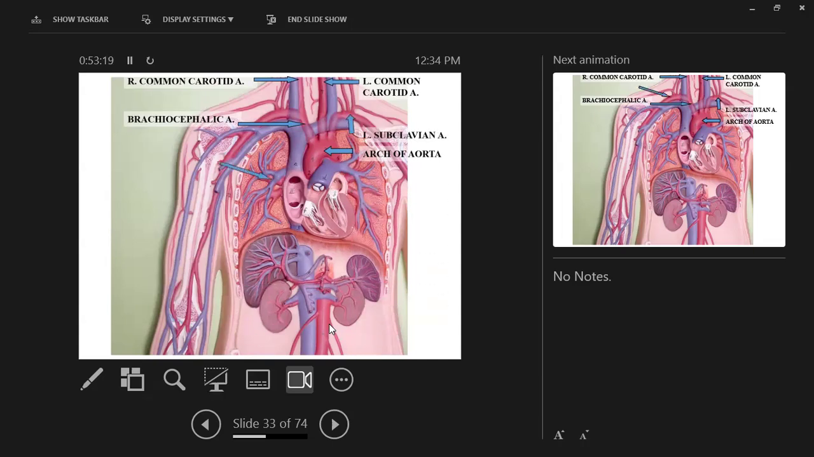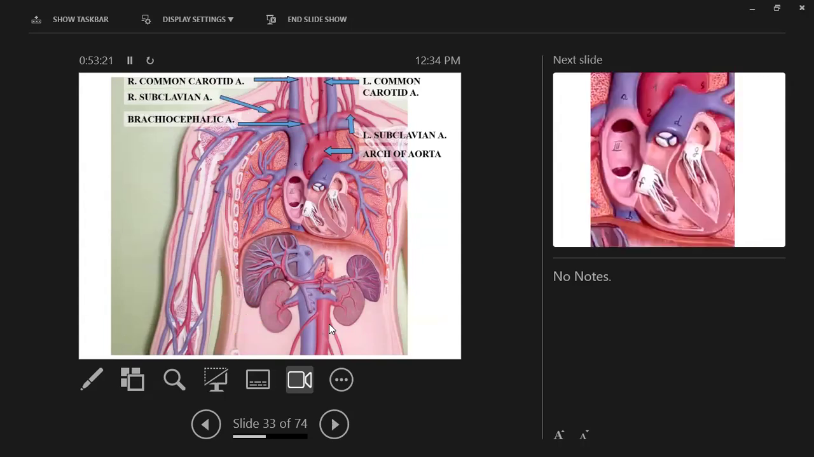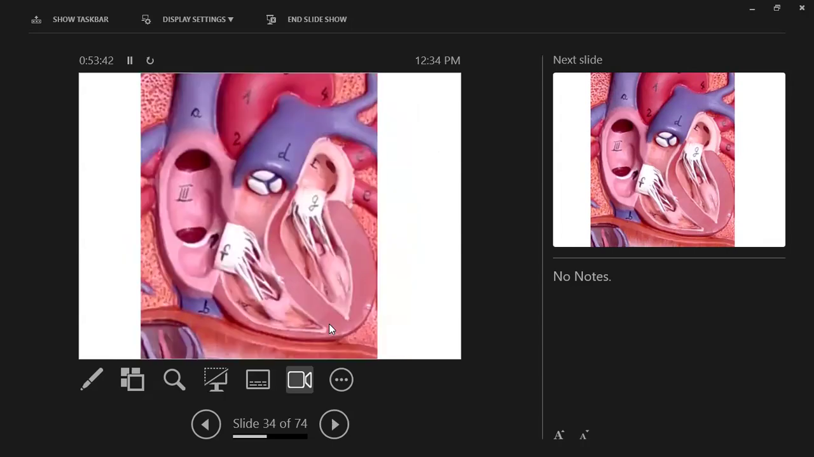Left subclavian, right subclavian. So they match. The subclavian arteries are matched by the subclavian veins. The only difference here on the right-hand side is that the right common carotid and the right subclavian come up off the brachiocephalic. Everything else is the same on both sides.